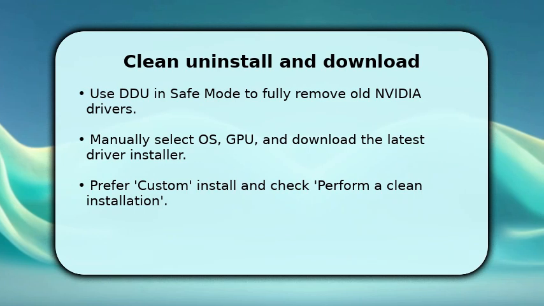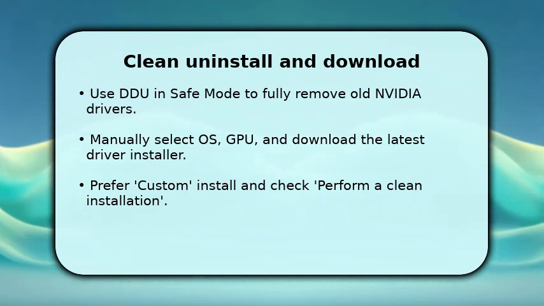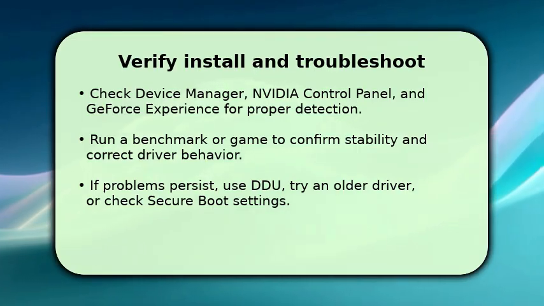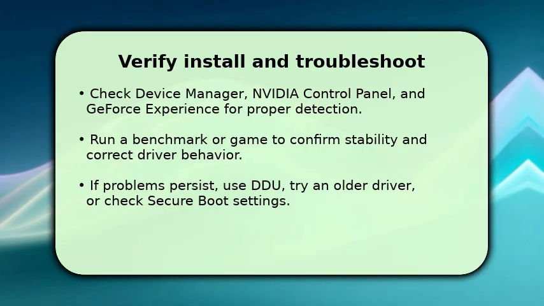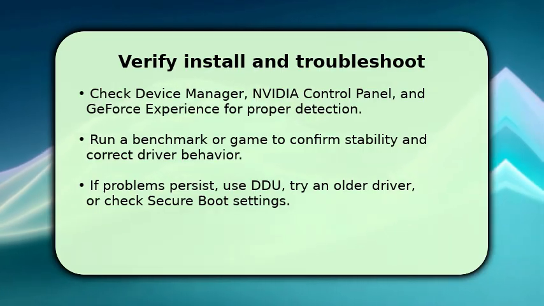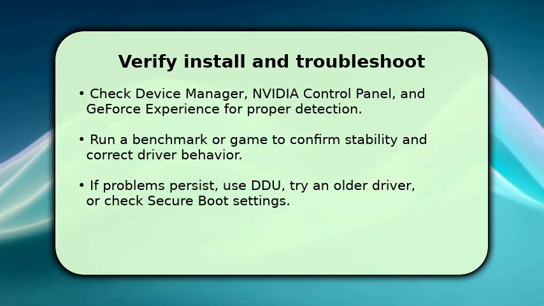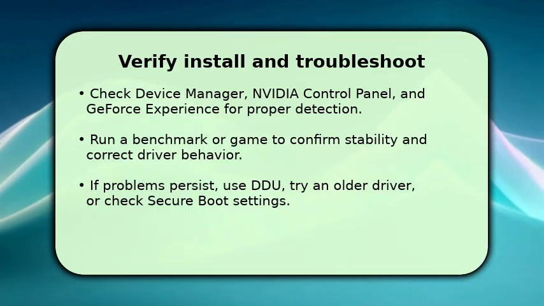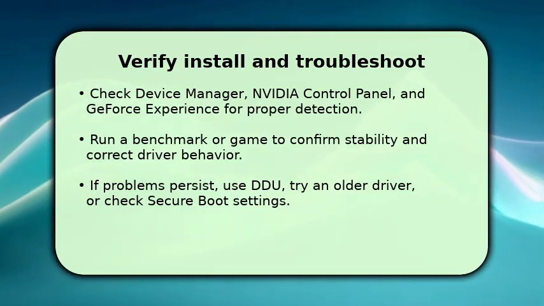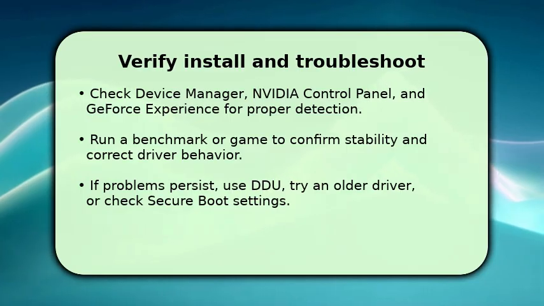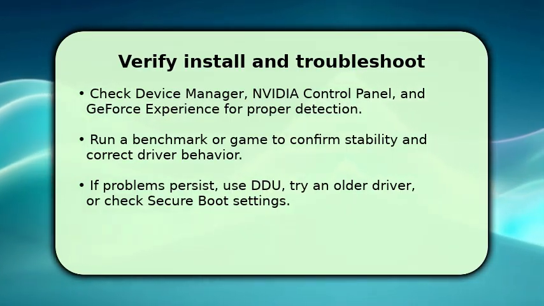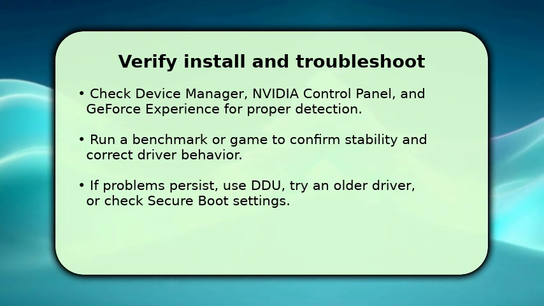Once the installer finishes, you finish by validating and addressing issues. Open Device Manager to confirm the NVIDIA adapter shows without error, launch NVIDIA Control Panel and GeForce Experience to ensure features are present. Run a quick benchmark or a game to verify stability and performance. If something fails, black screen, crashes, or missing features, use the uninstaller again, then try installing the previous driver version. Also check Secure Boot in BIOS, as it can block unsigned driver components. That troubleshooting step resolves most remaining problems.